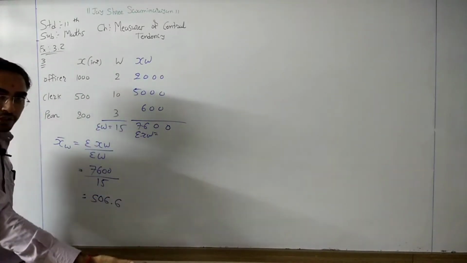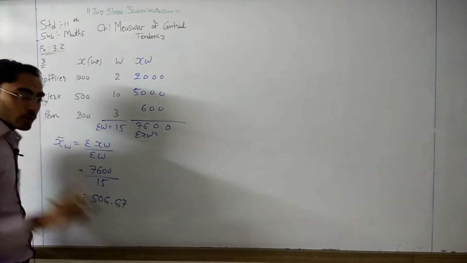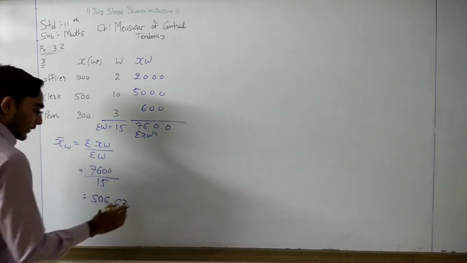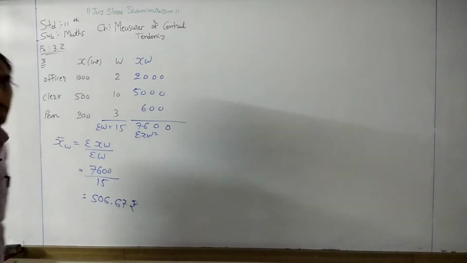So our third digit is 6, which is more than 5. So here we need to add 1 to the second digit. So 506.67 rupees. Here our unit is rupees.